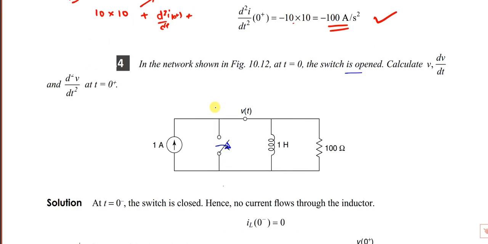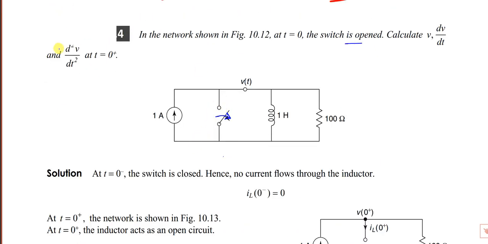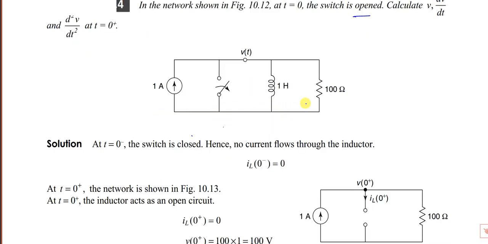Here, initially it is open. Here, initially it is closed. At t equals 0, the switch is open. So this is the difference between series and parallel. In the parallel circuit, they will give that the switch is open. Initially it was closed. At t equals 0, it is opened. So now let us do this. This is a very, very important concept we should remember.